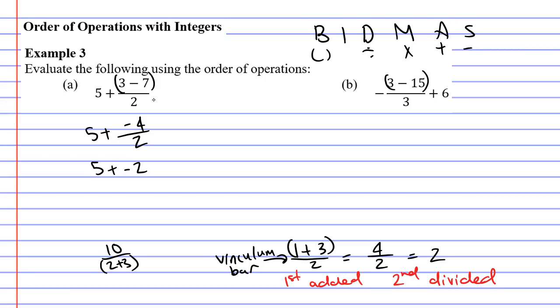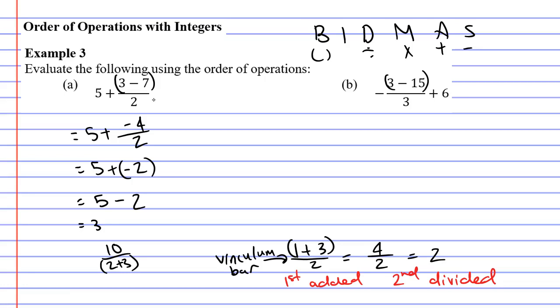Now we're actually adding 5 to negative 2, so we need to put the negative 2 in brackets to show that it's not subtraction, it's actually a negative symbol. And we know that whenever a plus and a minus are next to each other, that is the same as saying 5 minus 2, which equals 3.